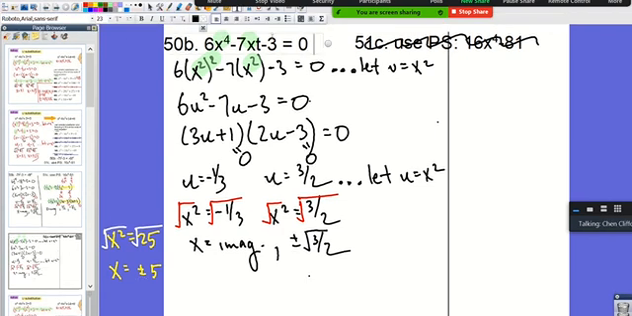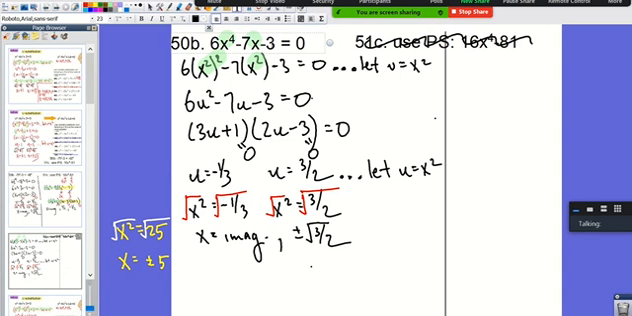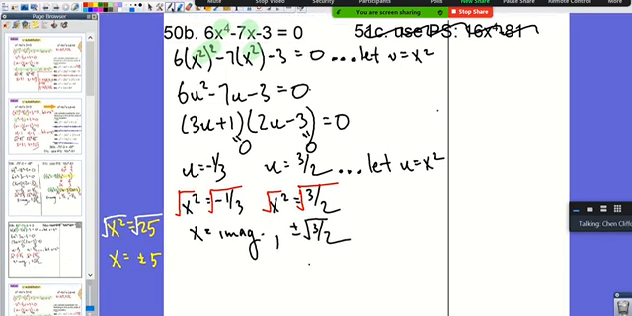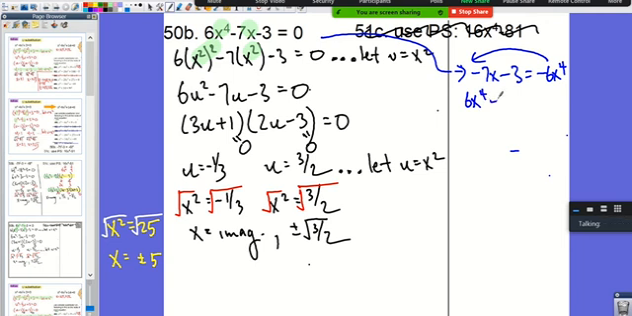Now, sometimes what they do, okay, is rearrange something. Okay, so they'll rearrange this. Okay, they'll rearrange that to negative 7x minus 3, for example, equals negative 6x to the power 4. So all you would do is just move this over to the other side by adding 6x to the power 4.